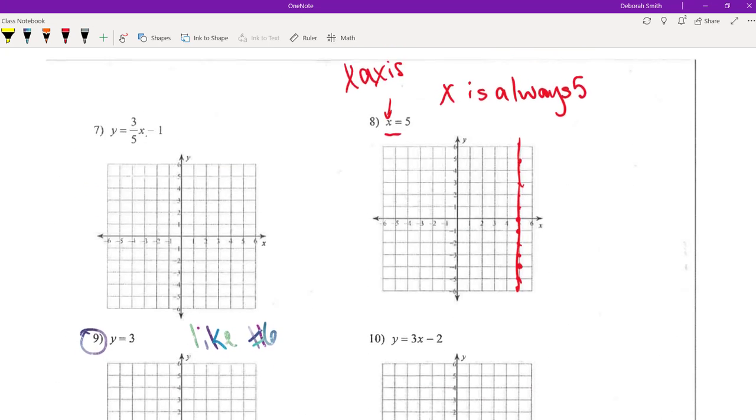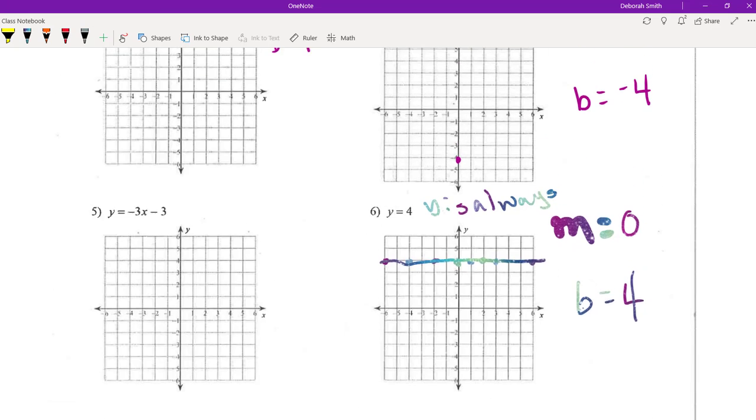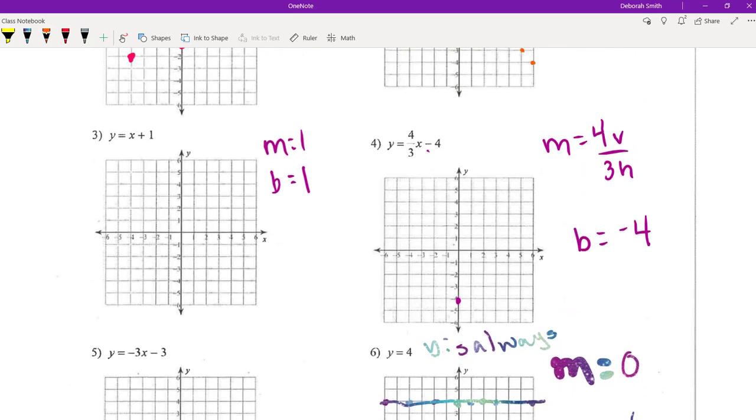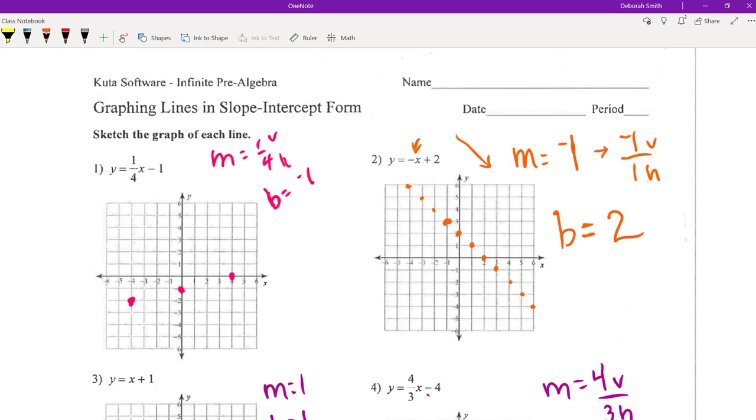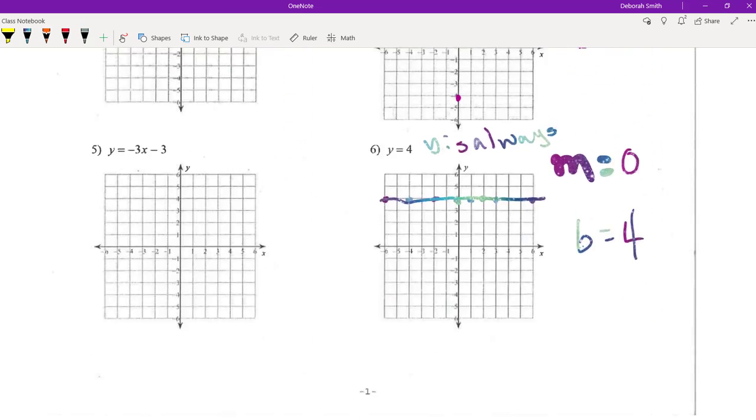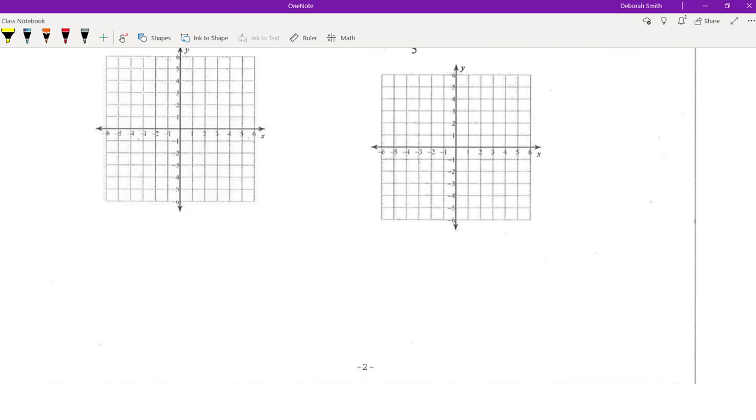Okay, so I want you guys to get in a groove with identifying the slope from the equation, identifying the y-intercept from the equation, and then being able to graph that. So looking at the notes that I gave you on Wednesday, make sure you use those notes, and that will help you out.